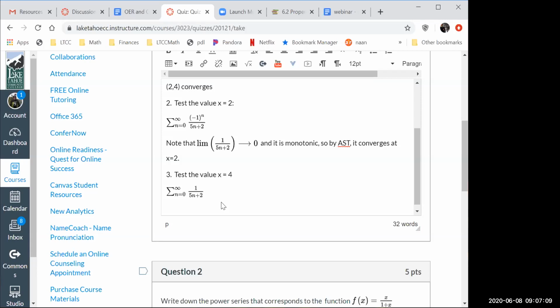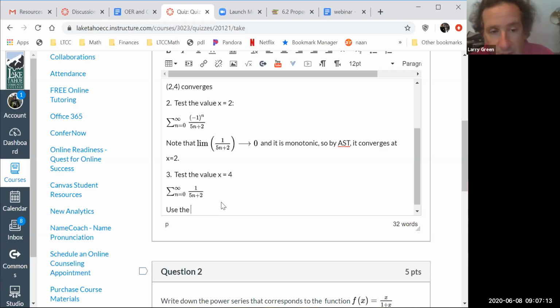So we can use the limit comparison test, comparing with the harmonic series. I'm just going to write 1 over n, which diverges by the harmonic series test. Any questions so far?